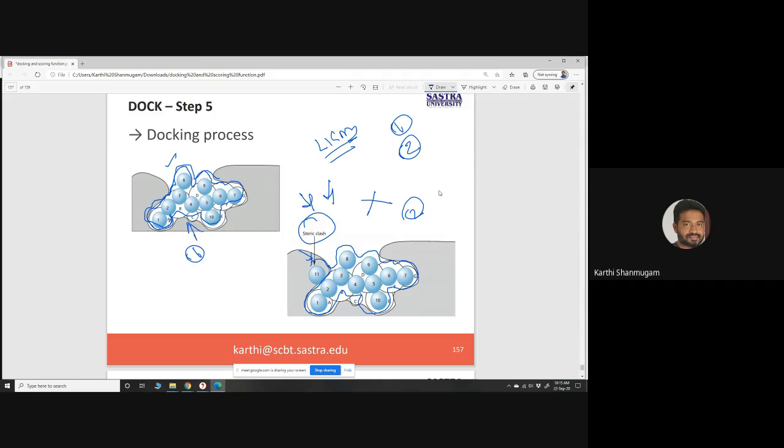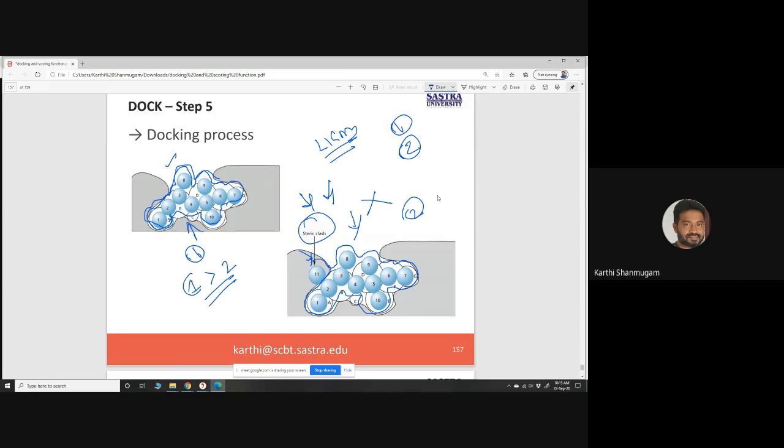If I compare this and this, which one will have higher affinity? One, sir. Okay, one will have, absolutely right. So one will have much higher affinity compared to the two, because of the steric clash which is present in the second conformation.